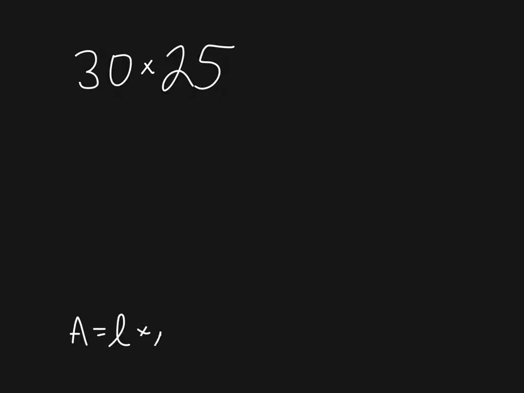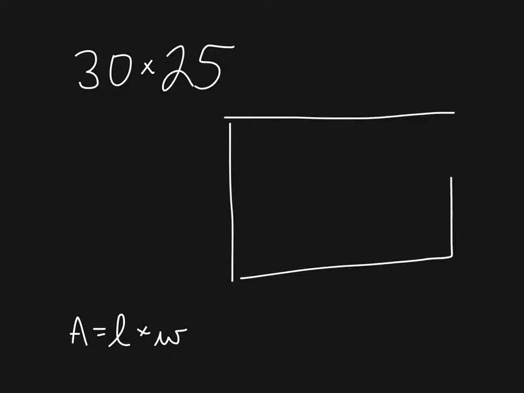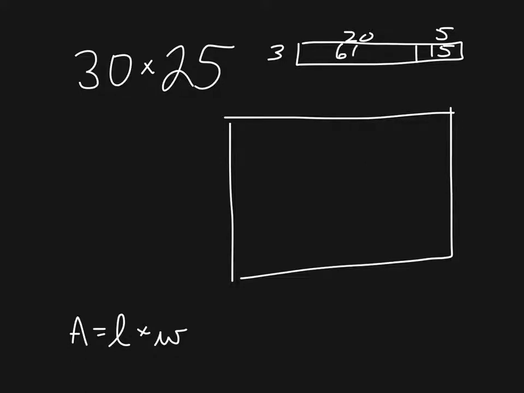Our first problem is 30 times 25. So we are going to solve this using an area model. As a reminder, area is equal to length times width. So our area model is going to be a big rectangle. And here, if this were 3 times 25, we could do an area model 3 times 20, and then this would be 5, and we could solve this. 3 times 5 would be 15. 3 times 20 is 60, and then we could add those up to get the answer.